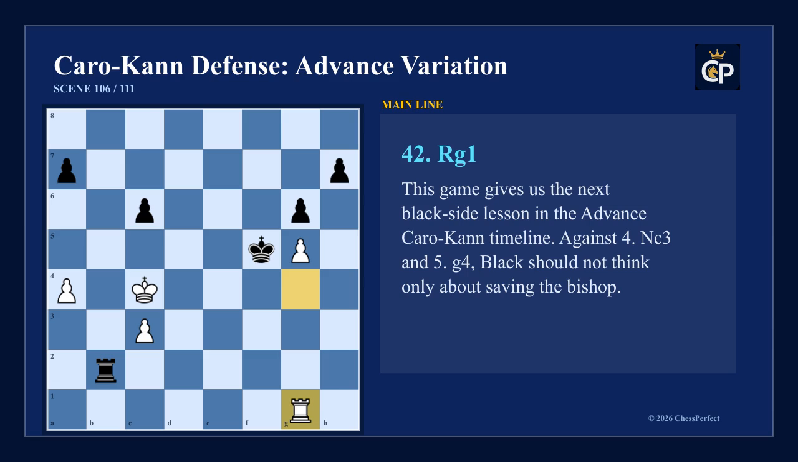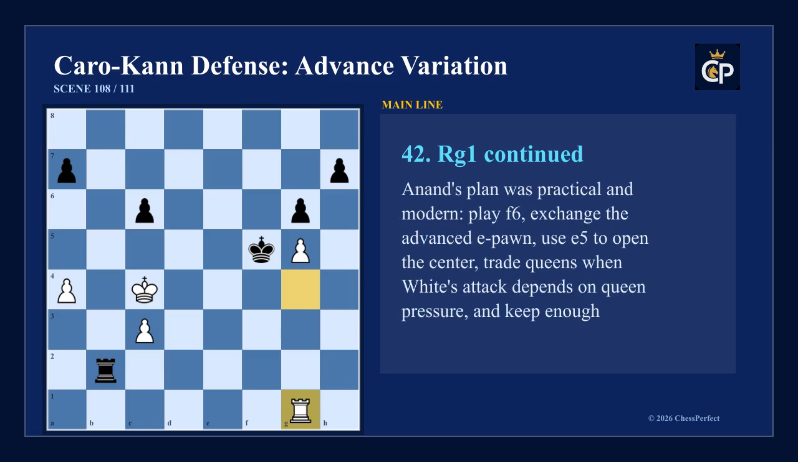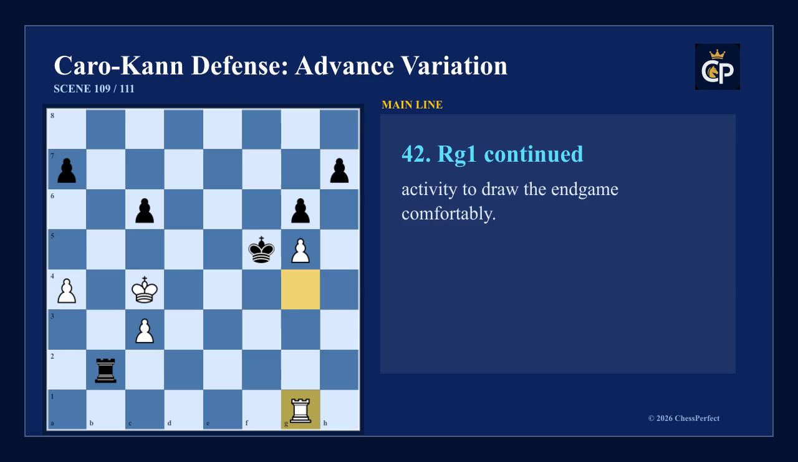Against knight c3 and g4, black should not think only about saving the bishop. The real question is how to challenge white's center before the kingside pawns become dangerous. Anand's plan was practical and modern: play f6, exchange the advanced e-pawn, use e5 to open the center, trade queens when white's attack depends on queen pressure, and keep enough activity to draw the endgame comfortably.